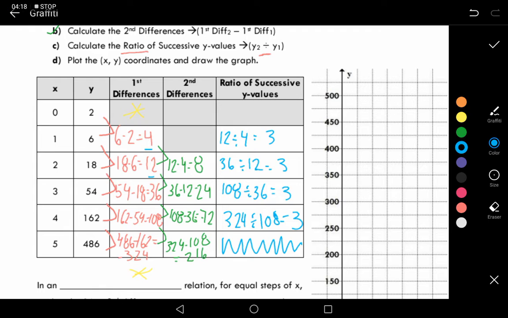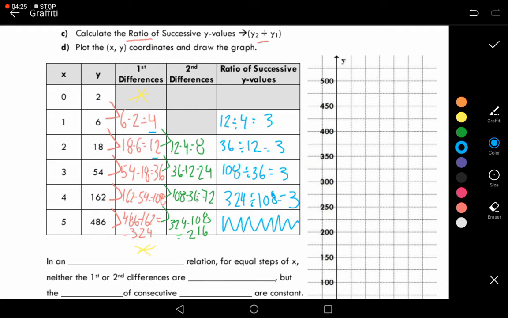So, what do we notice here? We notice that all of these values in this column end up being 3, okay? That's what's important to notice here, that ratio of successive y values, which again is just taking those first differences and dividing them instead of subtracting, should give you a constant number if you have an exponential function.